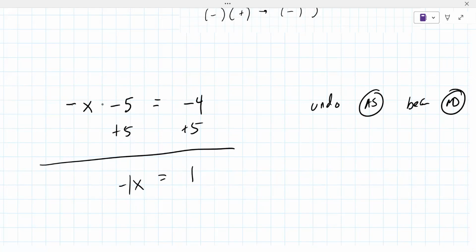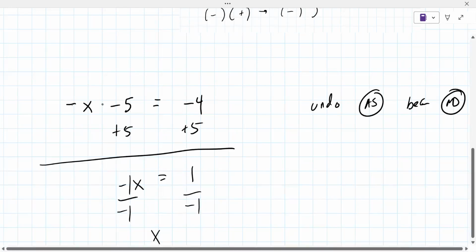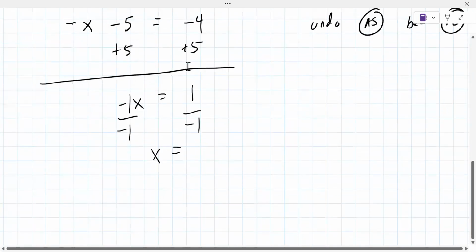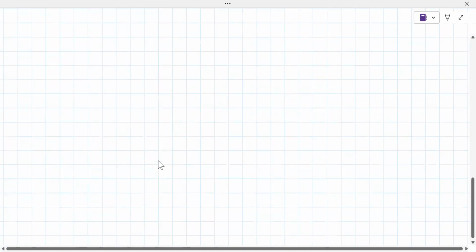How do you undo multiplication by negative 1? Division. So you divide both sides by negative 1. What does this become? Negative 1. Good. So let's have you try a couple problems here.